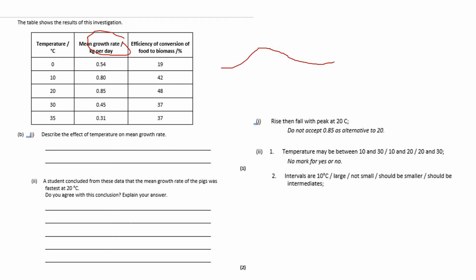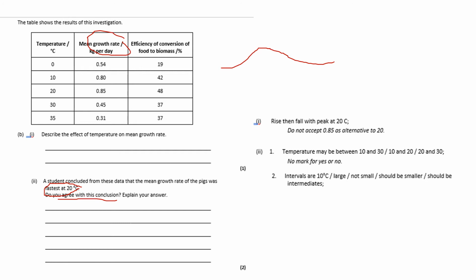Part I here for question B, it says a student concluded from these data that the mean growth rate of the pigs was fastest at 20 degrees. So this is really asking you to evaluate the data. So it says, do you agree with these conclusions? Obviously, you don't get a mark for no or yes ever in these questions. Essentially, you're going to have to disagree with this.